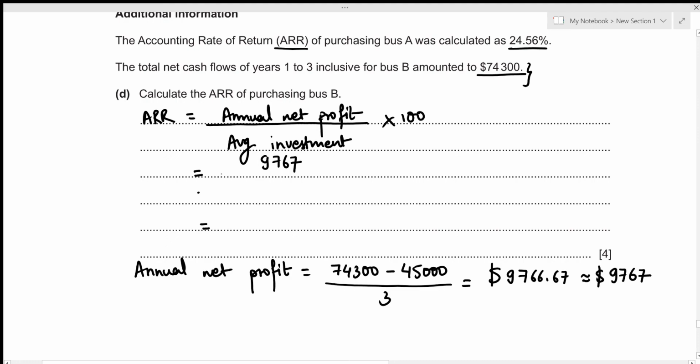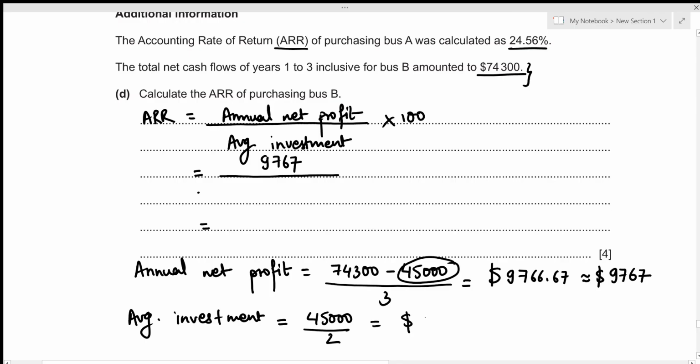Now we need to figure out the average investment. So average investment, this is quite easy. So this is just going to be investment divided by 2. And we know that our initial investment was 45,000. So that's 45,000 divided by 2, which gives our average investment to be 22,500.